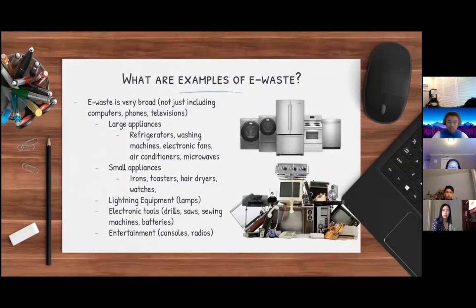So what are some examples of e-waste? Typically, if you think of e-waste or electronic waste, you're probably picturing something like computers, phones, or televisions, but actually e-waste is really broad, and that means a lot of different things can fall under this category.